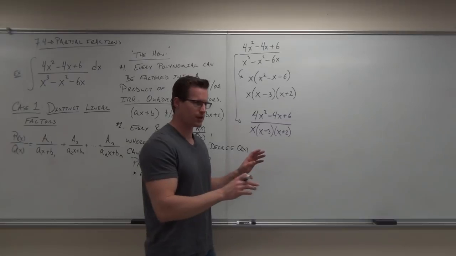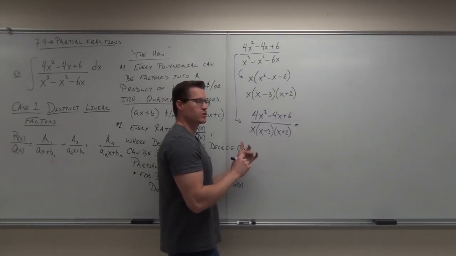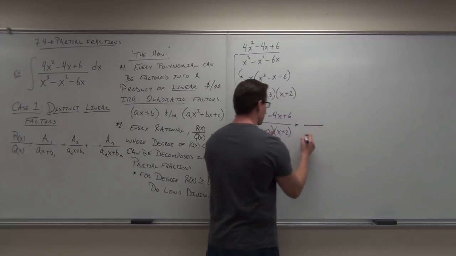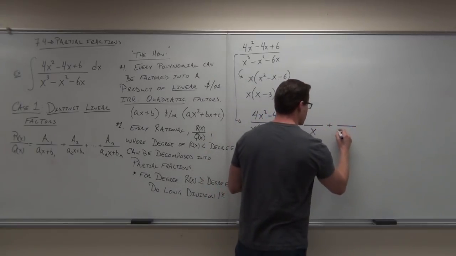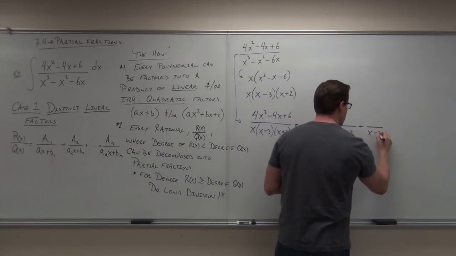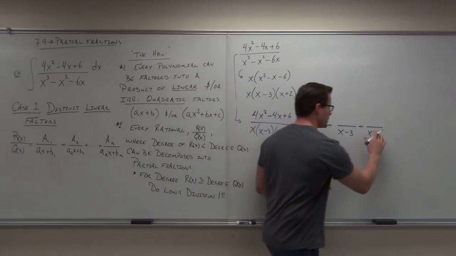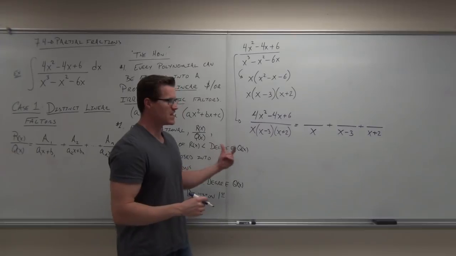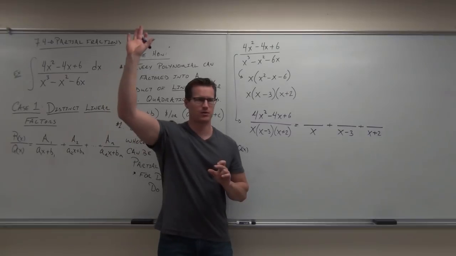It's not a hard thing. All you've got to do is say what this is going to be equal to. How many factors do you have? 3. You're going to have 3 fractions. You're going to have x, x minus 3, and x plus 2. Sorry, plus 2, I knew something was wrong. You're going to have a fraction for each distinct linear factor that you have. Show of hands if you feel okay with that so far.